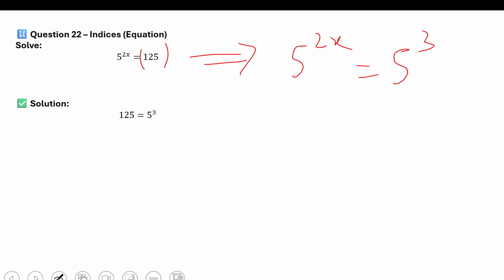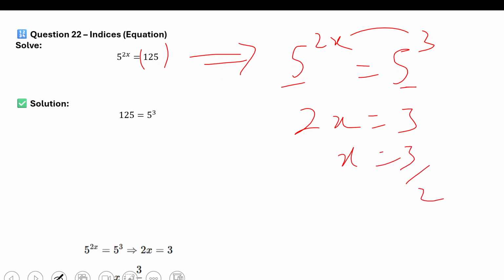Okay, so this is another beautiful indices equation. 5 raised to the power 2x is equal to 125. Again, I can express 125 in terms of base 5, which is 5 raised to the power 3. So you have this written as 5 raised to the power 2x is equal to 5 raised to the power 3. Same base, so we can equate the powers. So 2x is equal to 3 and x is equal to 3 over 2. That's the value of x.